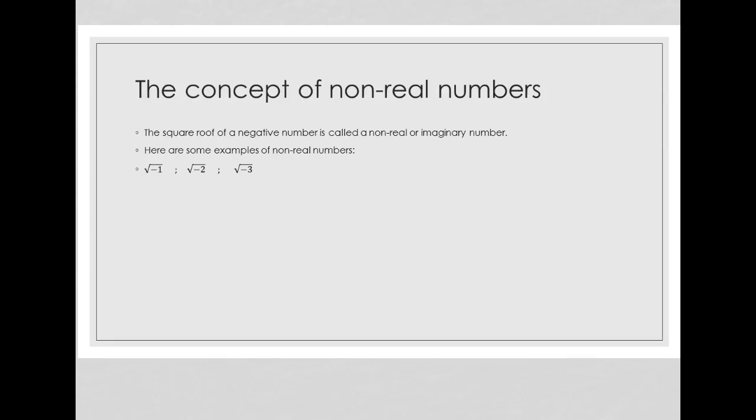So let's understand the concept of non-real numbers. The square root of a negative number is called a non-real or imaginary number. So here are some examples of non-real numbers: negative the square root of -1, or the square root of a negative number. These are just examples of non-real numbers. So you can see that any even root of a negative value is non-real.